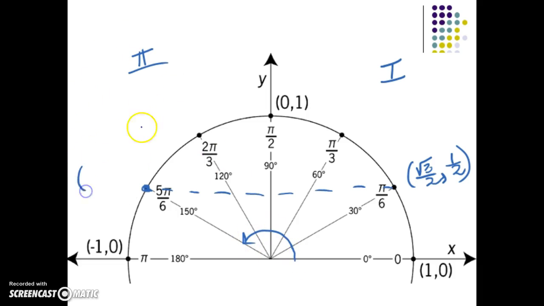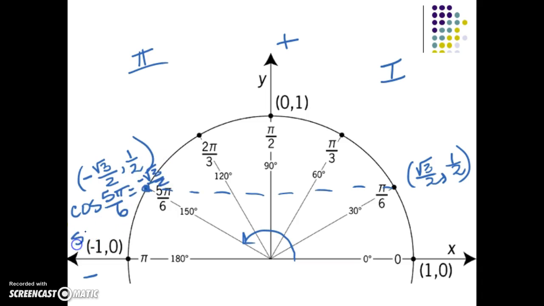And so based on what we know about being on the negative end of the x-axis and the positive end of the y-axis, we know the coordinates of this point are negative root 3 over 2, but still positive 1/2. So the cosine of 5 pi over 6 has to be negative root 3 over 2, and the sine of 5 pi over 6 has to be a positive 1/2.